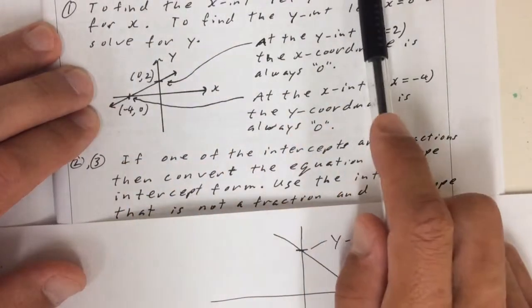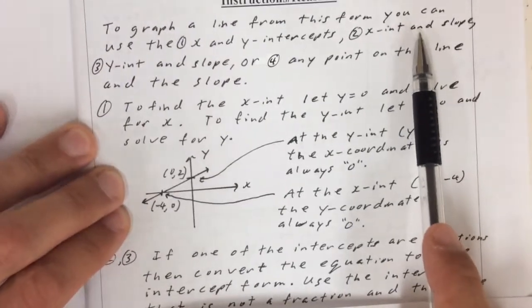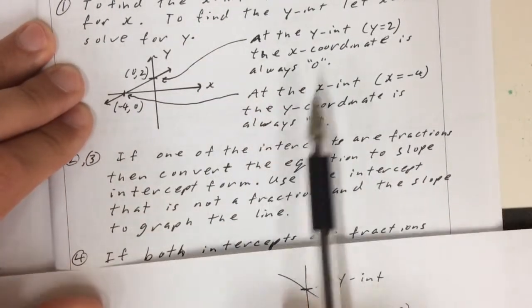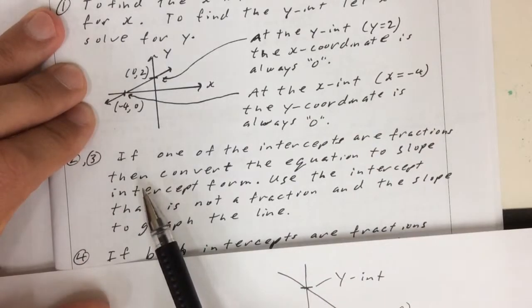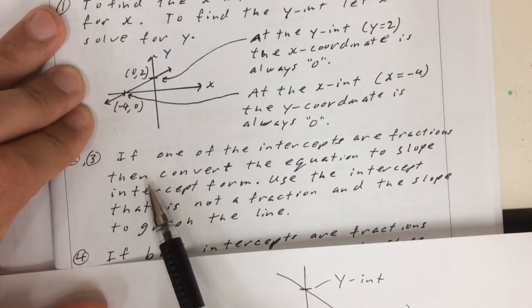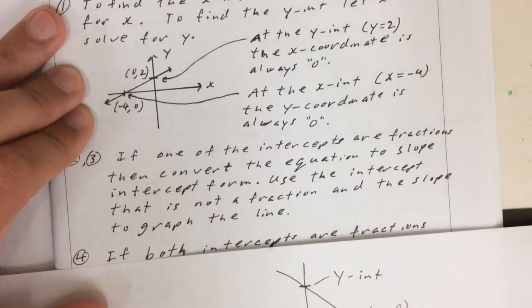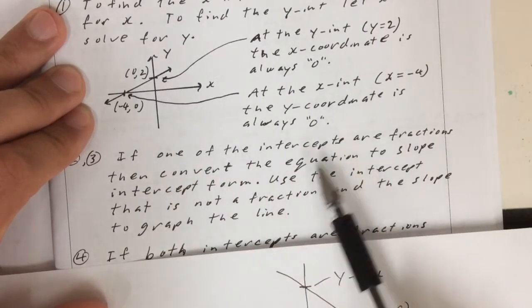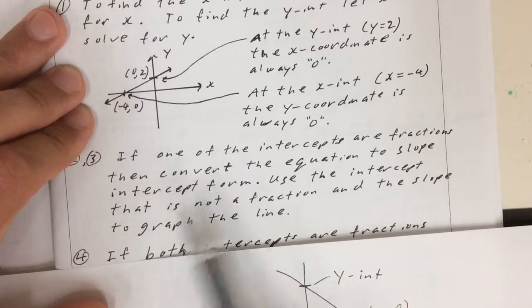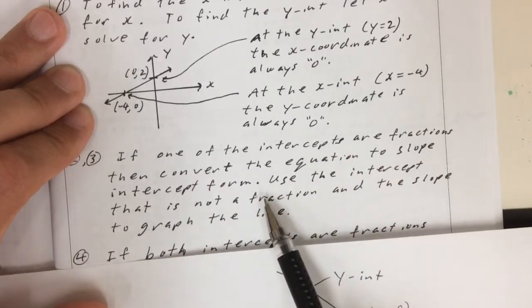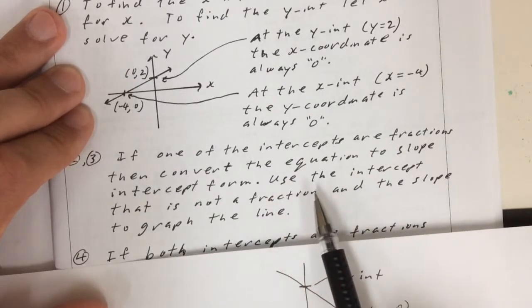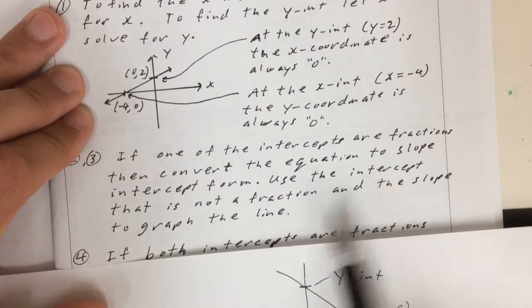For methods 2 and 3, you use the x-intercept and the slope, or the y-intercept and the slope. If one of the intercepts is a fraction or decimal, it's not as easy to plot, and you may not get nice points. But if one of them is a fraction and the other is not, then find the slope by putting the equation into slope-intercept form. You just rearrange the equation, as you'll see in the examples, and use the intercept that is not a fraction.